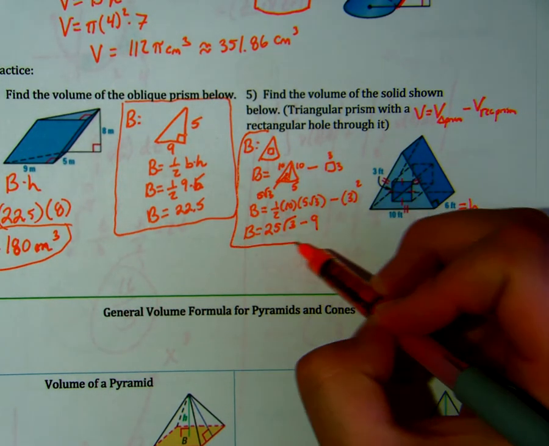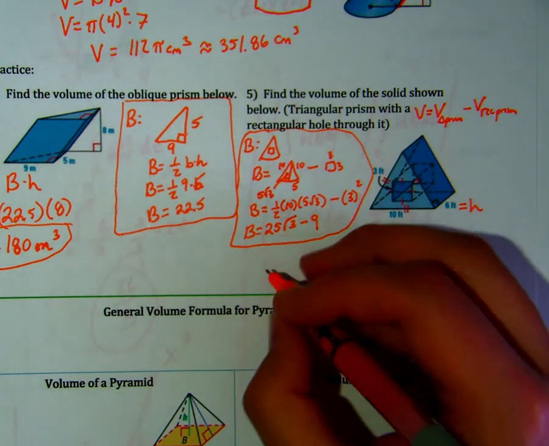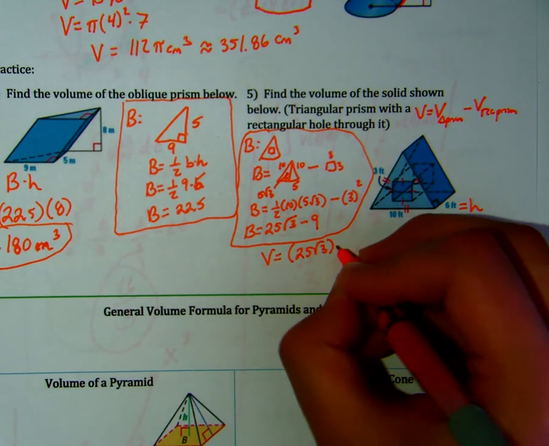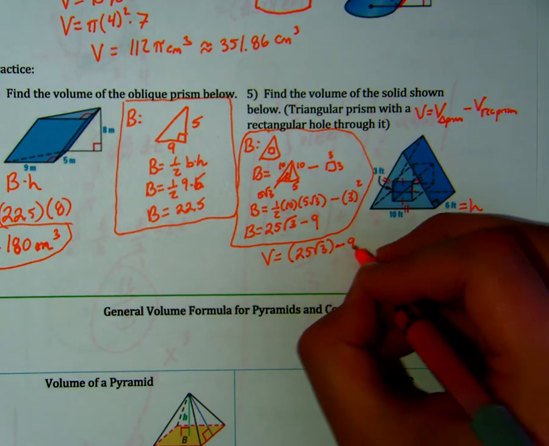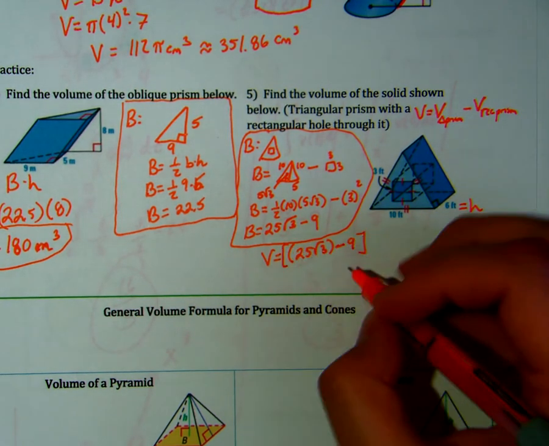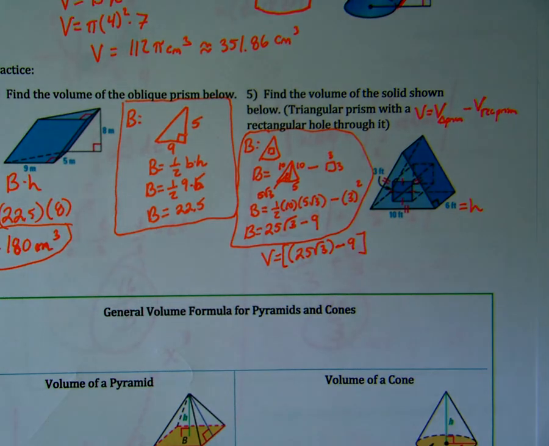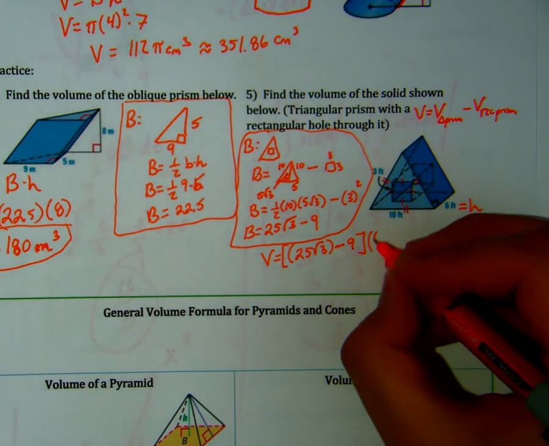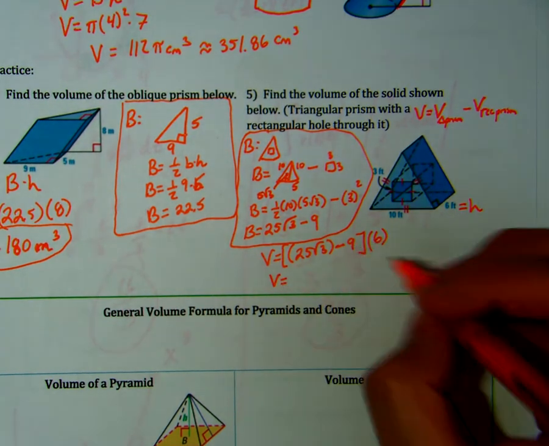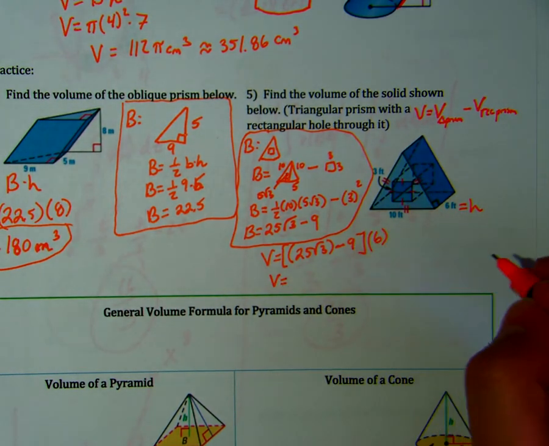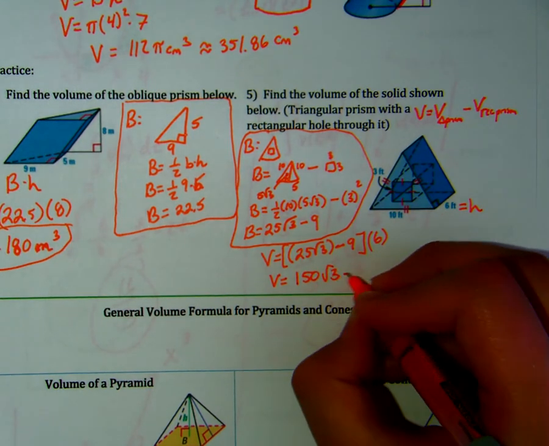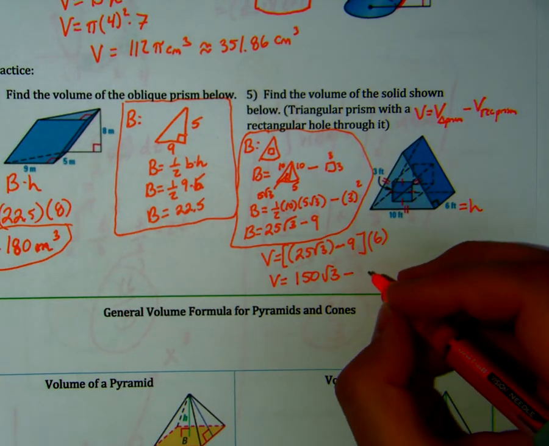So you could just find that. And then the volume is the area of the base, which is 25 root 3 minus 9. Didn't mean to close that parentheses. So 25 root 3 minus 9 times the height of the prism, which is 6. So when you distribute the 6, the exact value of the volume is 150 root 3 minus 54.